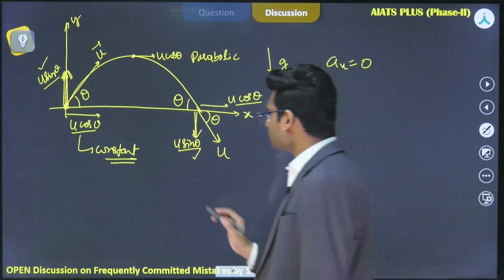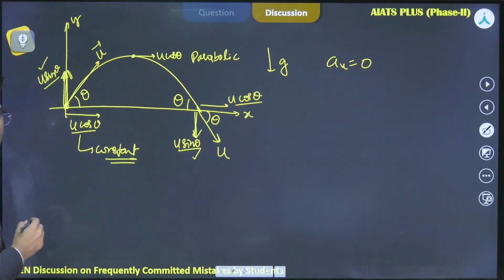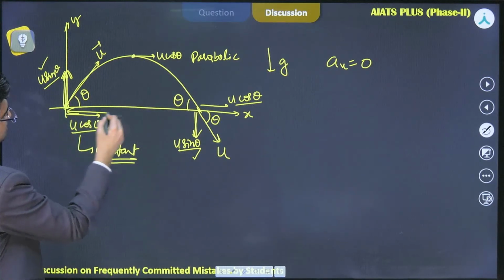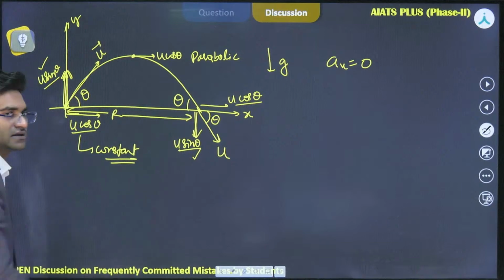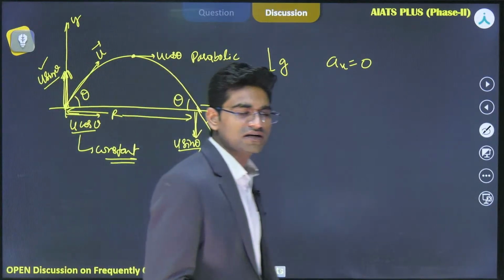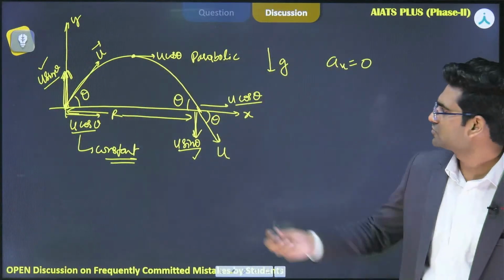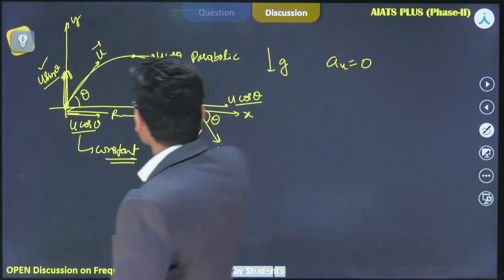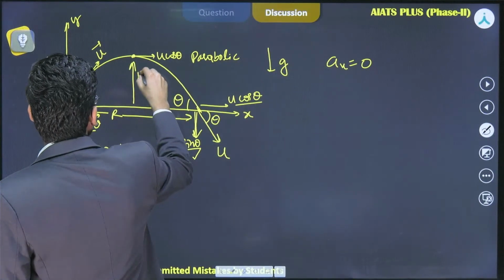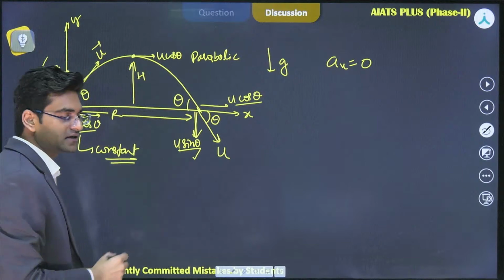Okay. Now, what is the range here? This is equal to r. The distance covered in the horizontal direction is called range. So this is r. This is maximum height h. What are the formulas of this r and h?